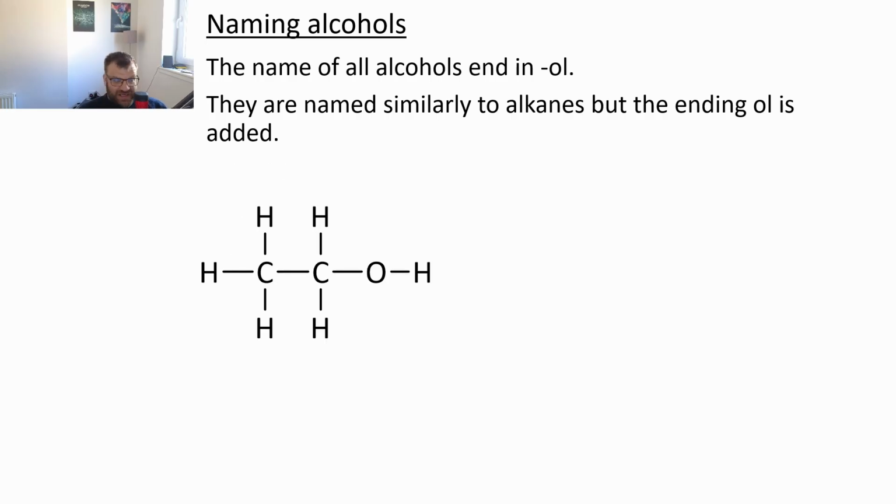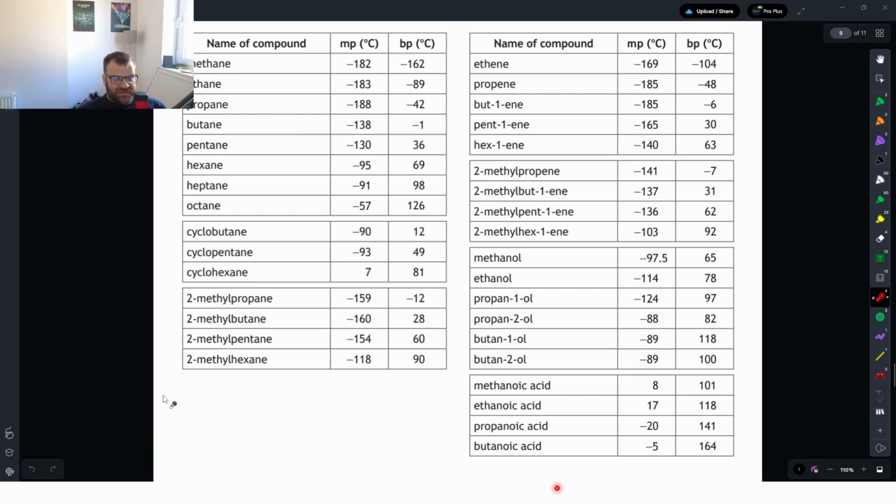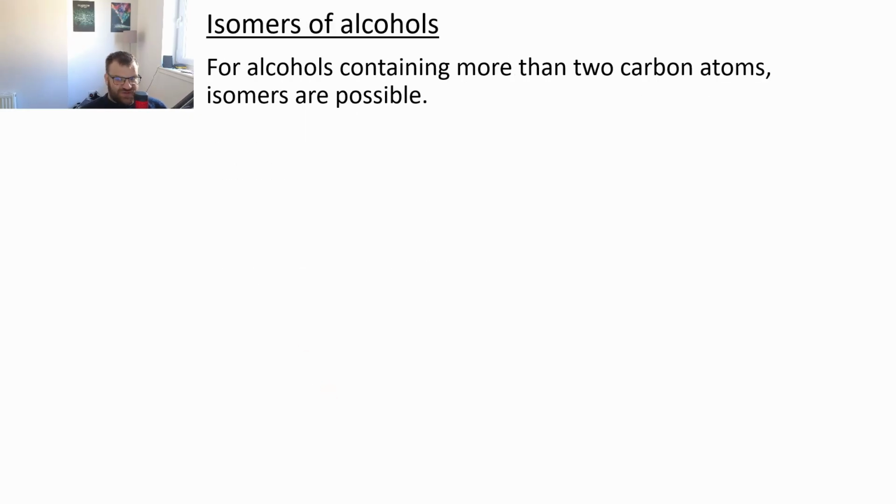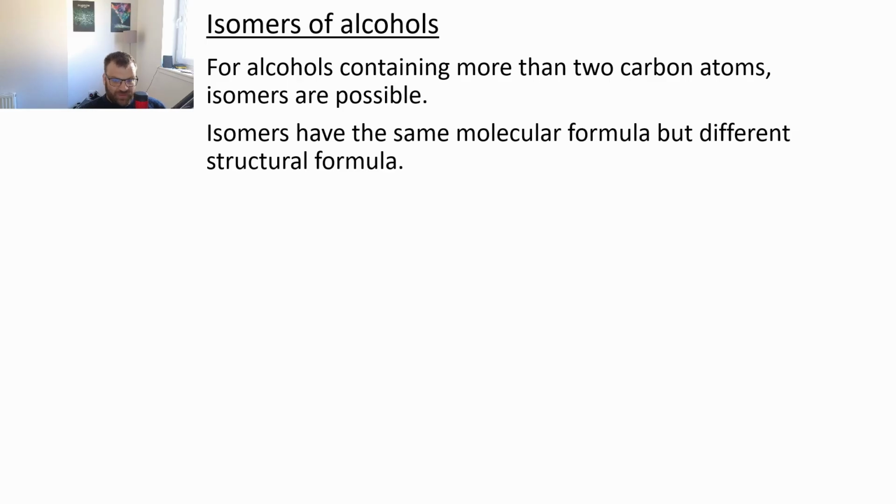So when it comes to naming these types of chemicals, if you're asked in a question to name these, the first thing you want to do, same as with the hydrocarbons, is look for the longest chain of carbons. In this case, it's 2. And we can see from the data booklet that if it's got 2 carbons, that's going to start with eth. It's an alcohol, so we have got ethanol for this one. If you have an alcohol that has more than 2 carbons, you will have different isomers. Isomers are when you have the same molecular formula, but a different structural formula. That means that you've got the same number of carbons, hydrogens and oxygens, but they're arranged differently.